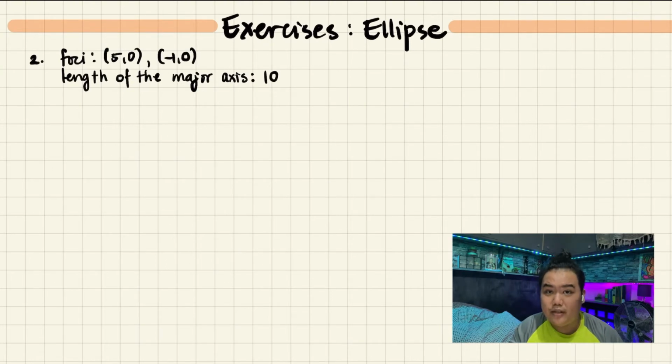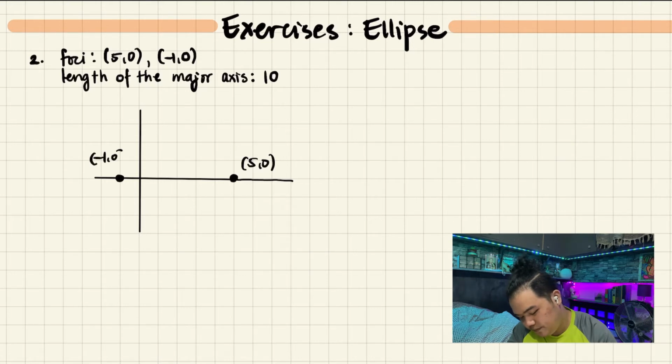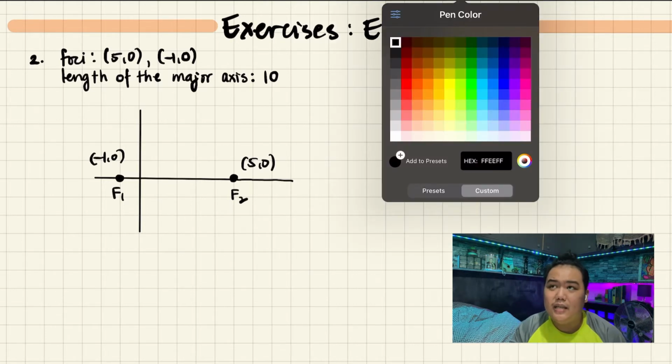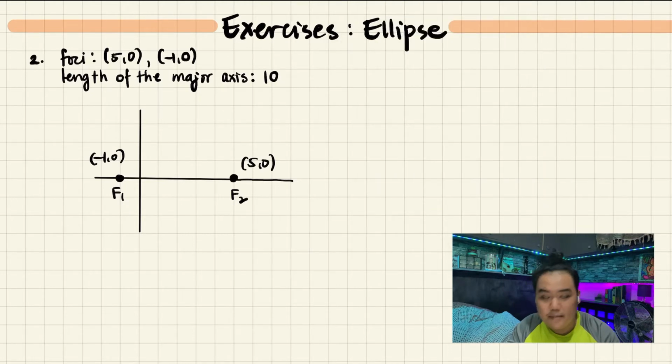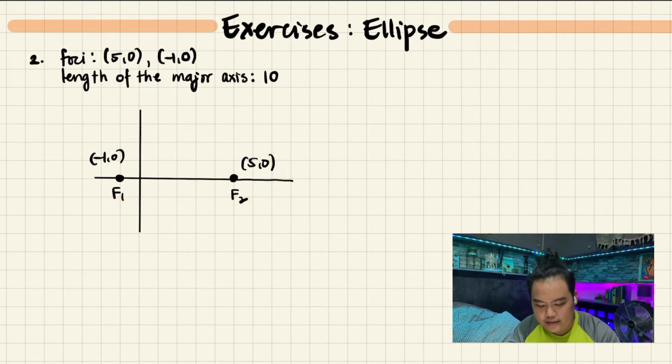Ganun ulit, find the orientation. Yun ang pinaka-una. So drawing natin yung mga points lang natin. Okay, so we have 5, 0 and negative 1, 0. So 1, 2, 3, 4, 5. Andito isang focus. Yung isa naman at negative 1, 0. So ito yung F1, ito yung F2. Di ba sabi natin magkaka-align ang center, foci, tsaka vertices. So ibig sabihin sila nasa major axis sila. So ibig sabihin yung major axis mo pahalang. So you have a horizontal ellipse.